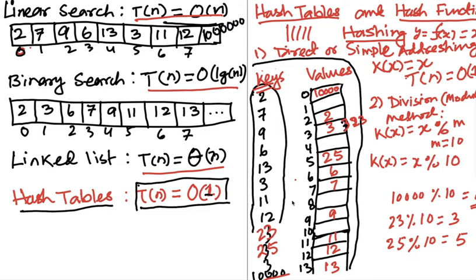Okay, so one of the issues is resolved, right? But there are still issues. For instance, if we have values 23, 33, 43 and so on that all have the same remainder, then we will have 3, 3, 3, 3 over here, right? To solve that, we can use a linked list.